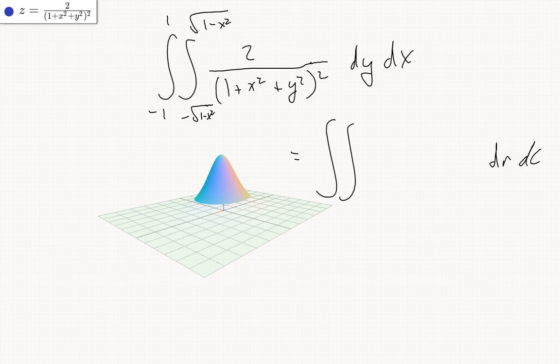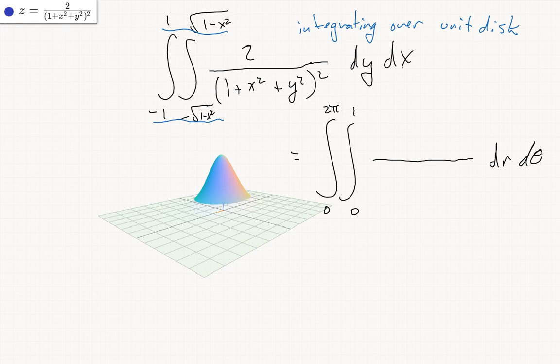So something dr d theta. Well, from these bounds, we can see that we're integrating over the unit disk. So our bounds for r and for theta will be r goes from 0 to 1, and theta goes from 0 to 2 pi. Then remember that, so if we rewrite, let's do the inside first.